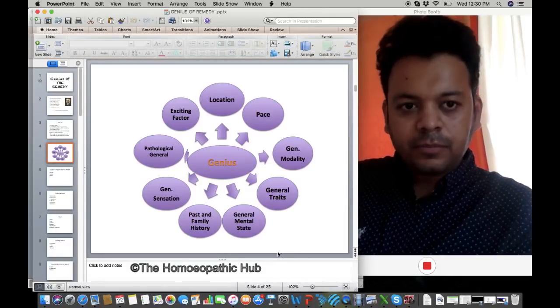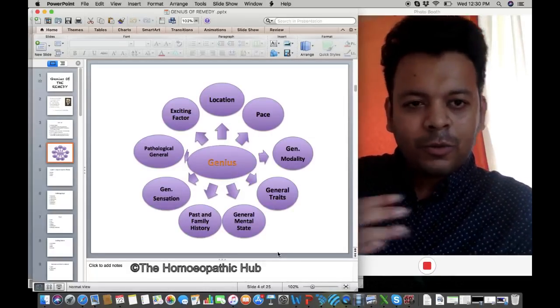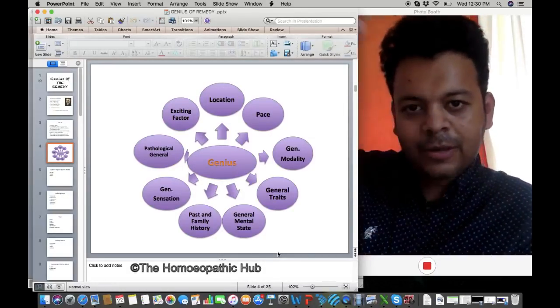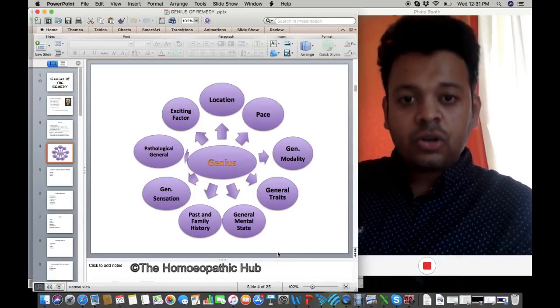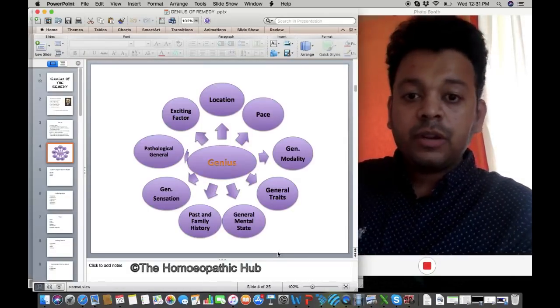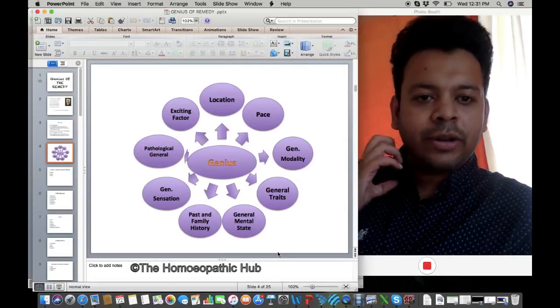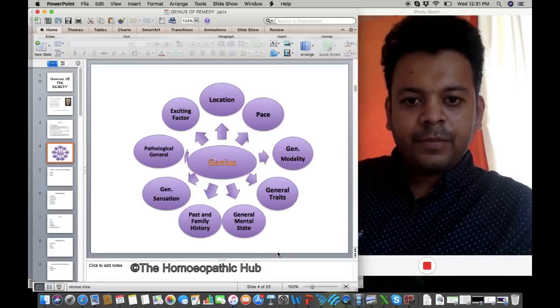Pace. What is the pace of disease? Calcarea is very slow paced. Carbo veg is slow paced. Bacillinum is fast paced. General modality. So Rhus tox, everything is better by continued motion. General traits. Kali bich has small neck. Silica has big head. General traits.